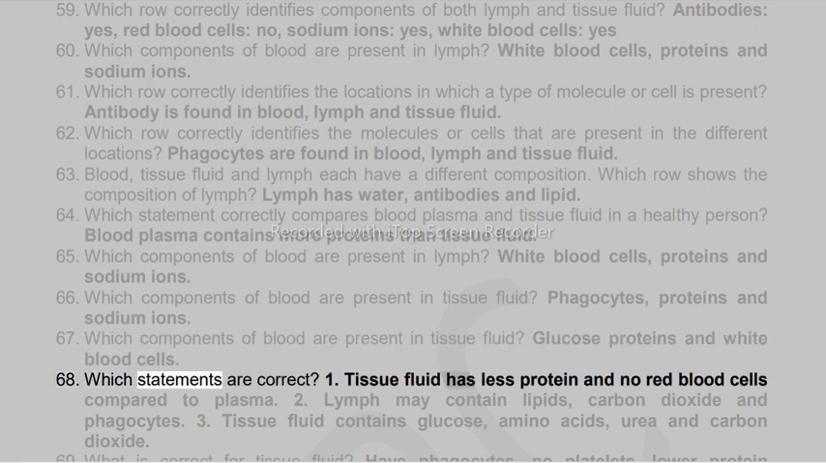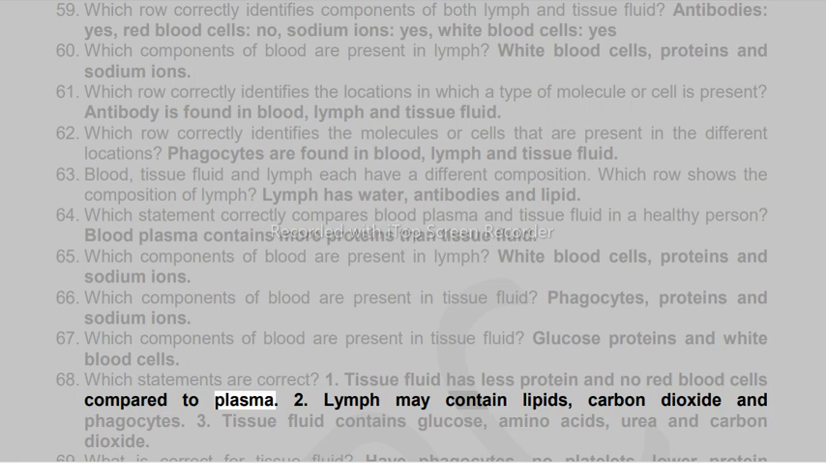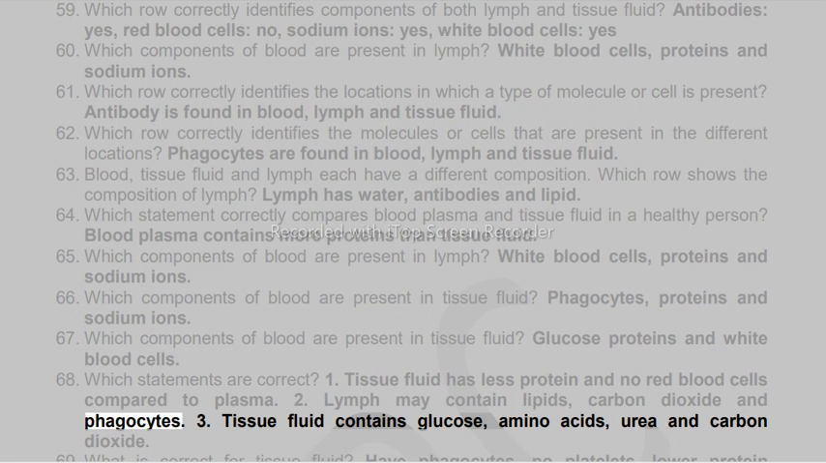68. Which statements are correct? 1. Tissue fluid has less protein and no red blood cells compared to plasma. 2. Lymph may contain lipids, carbon dioxide and phagocytes. 3. Tissue fluid contains glucose, amino acids, urea and carbon dioxide.